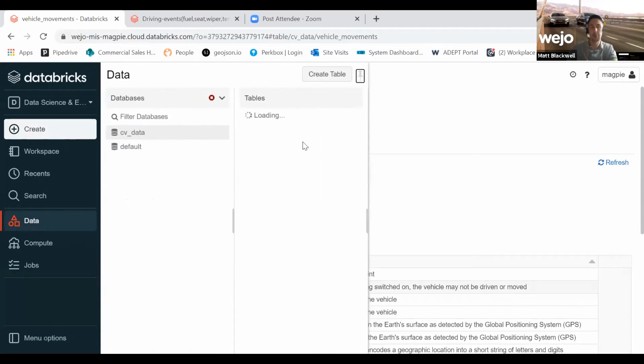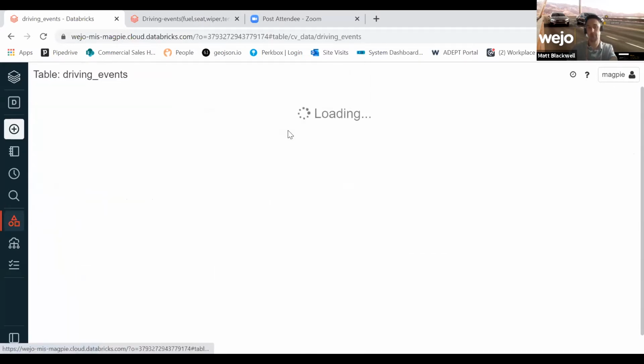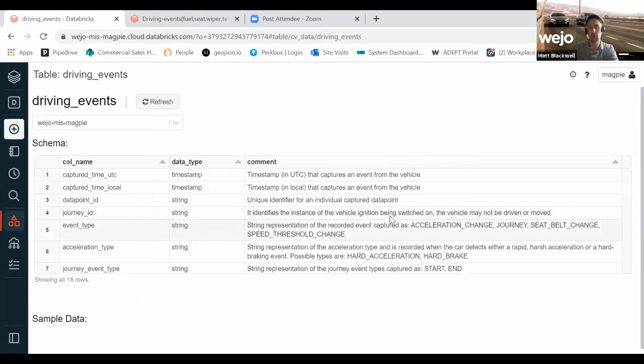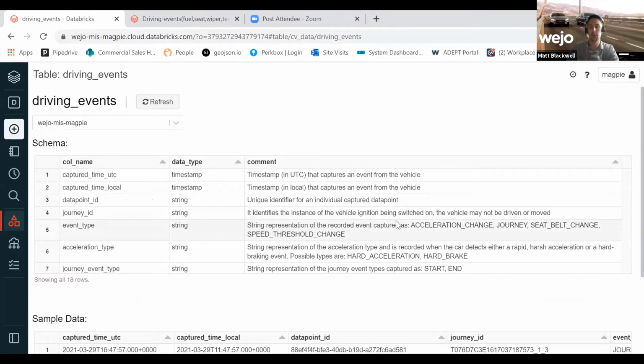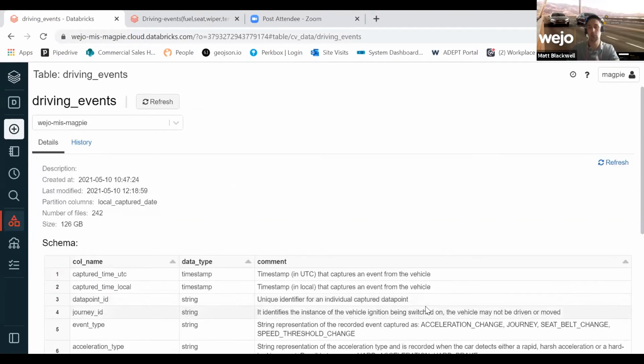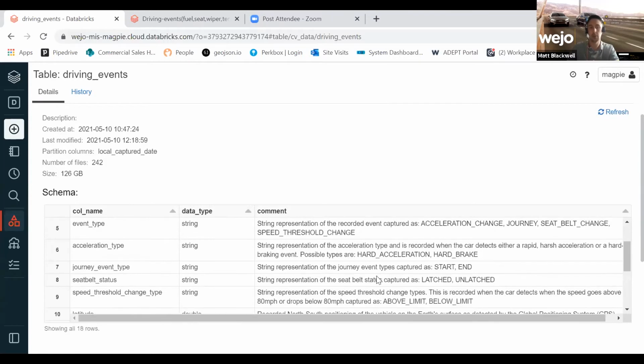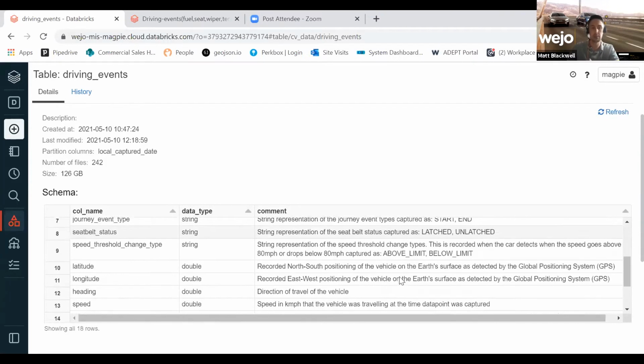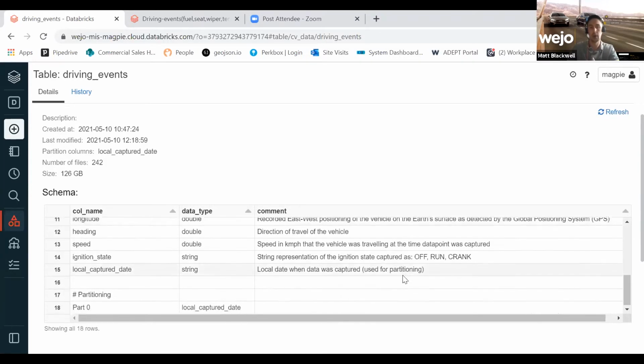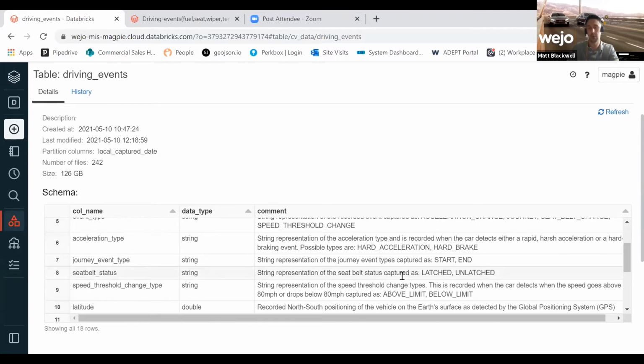What we also have then is the driver event schema. Again, I'm not going to go through every single attribute on here, but the driver event data is a very situational, contextual data set. We have things like acceleration type, some seatbelt status in there, and also things like hard braking and rapid acceleration.